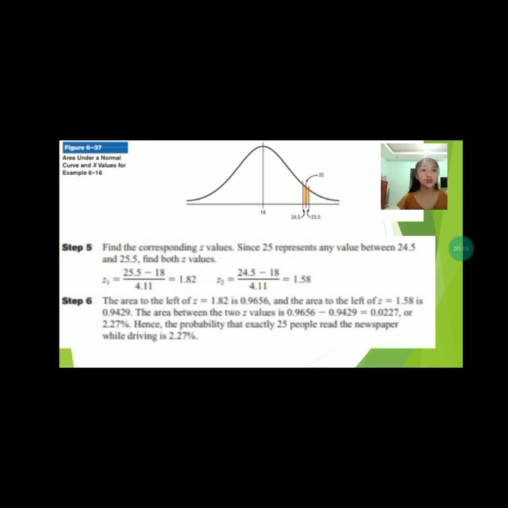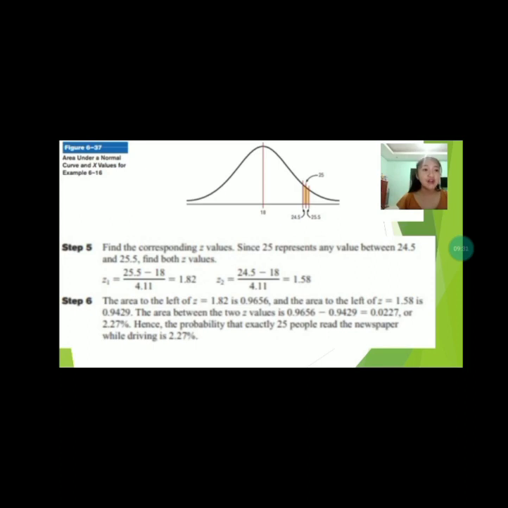For C2 it is 24.5 minus 18. It is the same as before: the 18 is the value of the mean, and the 4.11 is the standard deviation we discussed. So 1.58 is the value of z2.